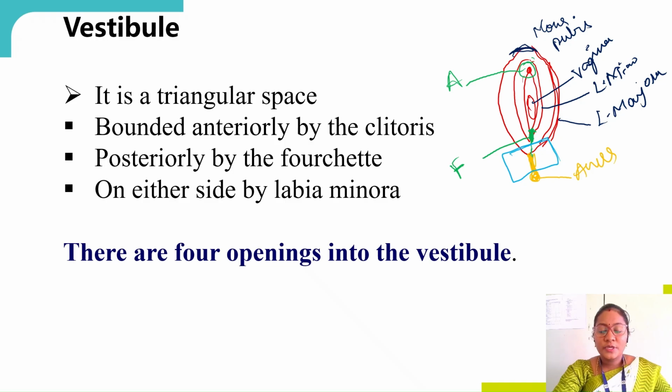Next we come to the vestibule. It is a triangular space bounded anteriorly by the clitoris and posteriorly by the fourchette, and on either side is the labia majora. This purple colored part is the vestibule. This is the vestibule region.